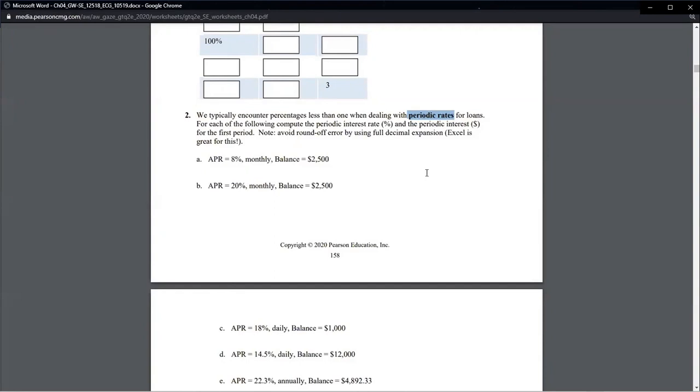So for each of the following, compute the periodic interest rate and the periodic interest for the first period. Avoid round-off error by using the full decimal expansion. Excel is great for this. This is the thing I was mentioning earlier. When you're doing that discussion board by hand, you're going to have round-off error. Eventually, the answers are going to be off by a couple pennies. Again, not a big deal. But if we wanted exact answers, then in our calculators, we would have never rounded anything. But again, for the discussion board, you're always rounding to the nearest penny so we can be consistent. But for this problem, we're going to say avoid the round-off error by using the full decimal expansion.